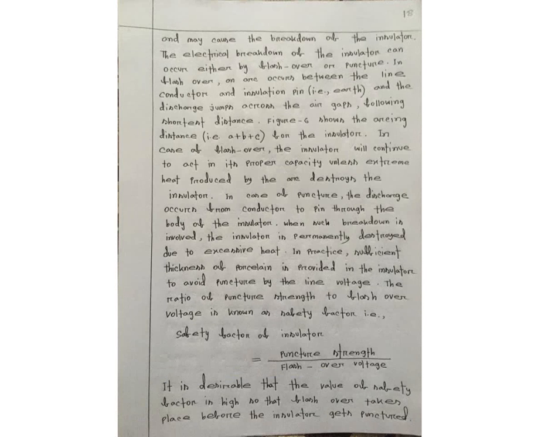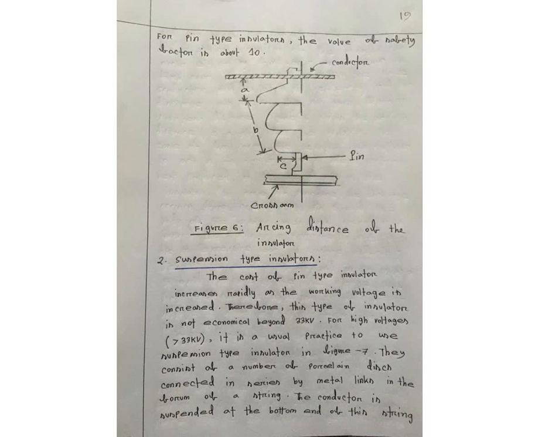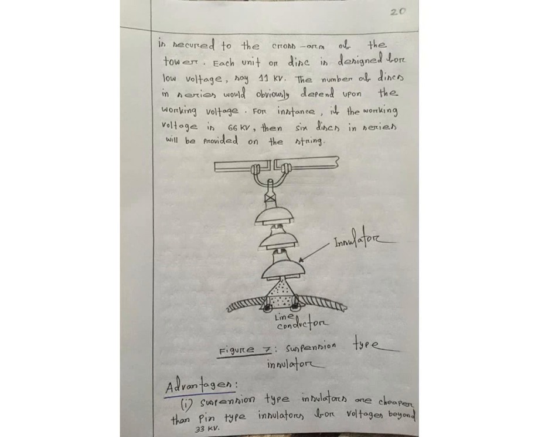This has to be identified by an equation like puncture strength divided by plus minus over voltage. And the arcing distance of the insulator, and suspension type insulator. This is the most important insulator. The cost of this type of insulator increases rapidly as the working voltage is increased, and this is the suspension type insulator.